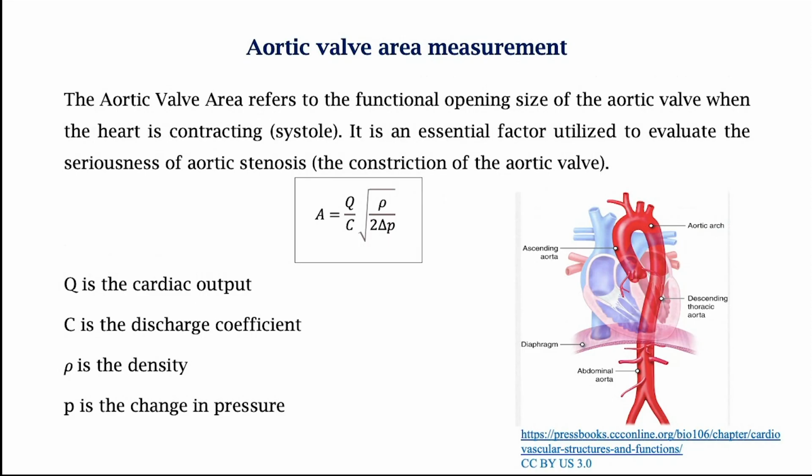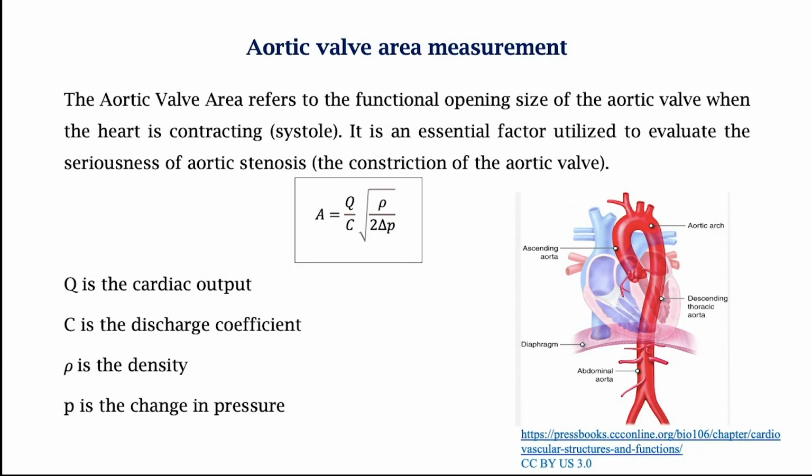Right? So here that area is essentially Q divided by C times the square root of rho divided by 2 delta P, where Q is the cardiac output, C is the discharge coefficient. This essentially relates flow through the valve and the pressure gradient, the change in pressure that it creates. Critical for assessing how serious the aortic stenosis is.